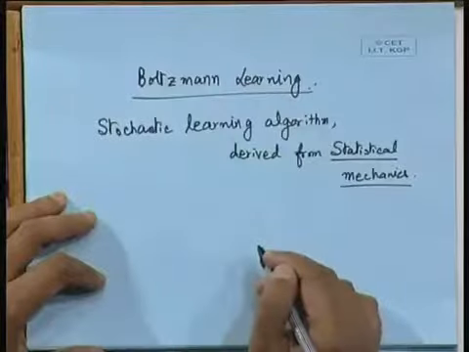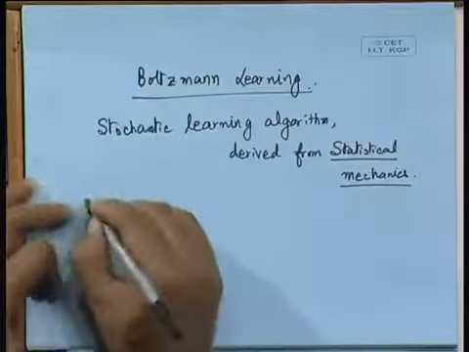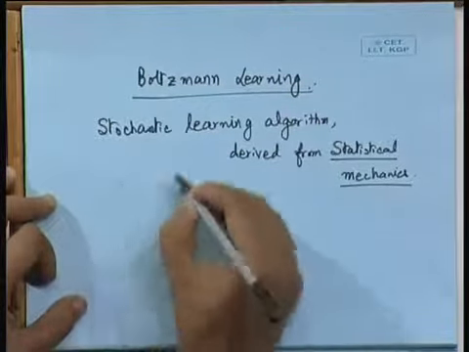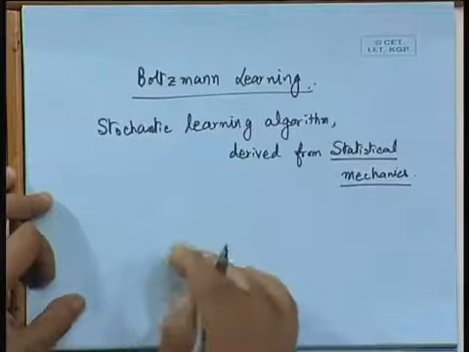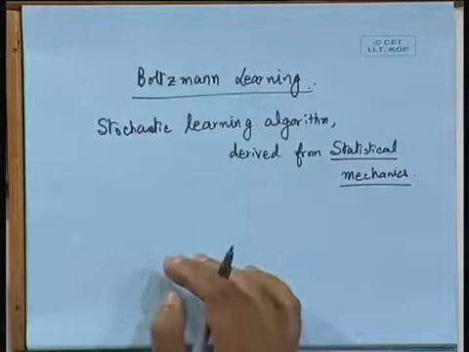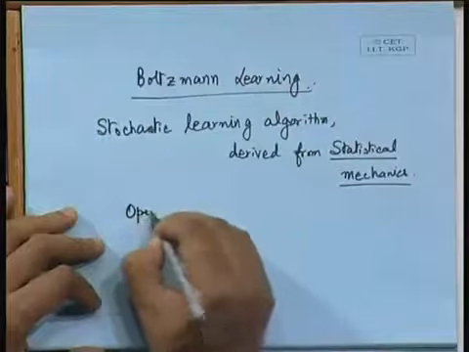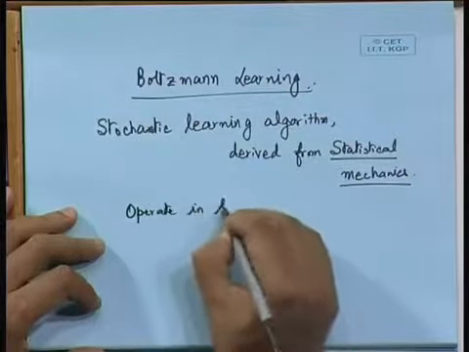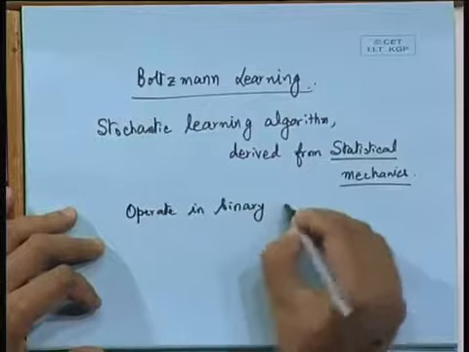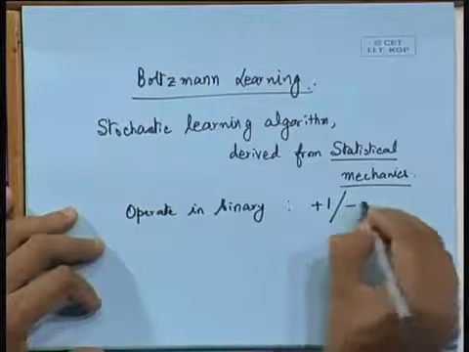All right. Now, the neurons basically constitute a recurrent structure. And the neurons in Boltzmann learning constitute a recurrent structure. What is meant by recurrent structure? That means there is feedback. There are feedbacks that exist between neurons. They are all interconnected and they have feedback. So, neurons constitute a recurrent structure and they operate in binary mode, meaning that the excitation could be either +1 or -1.